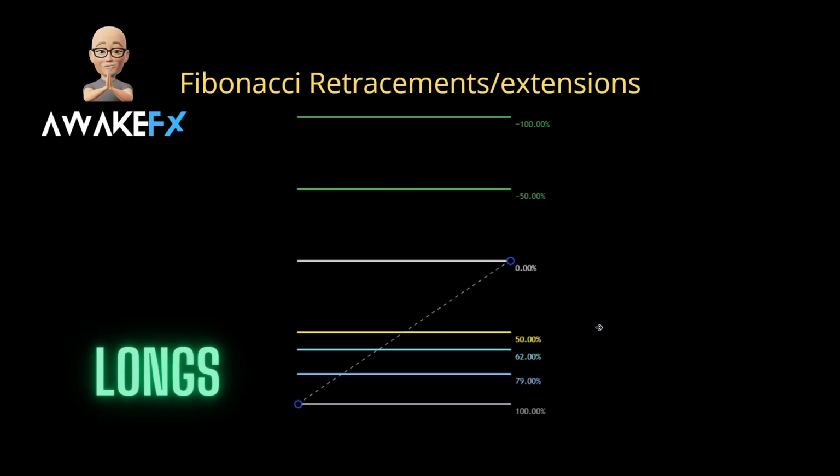So one of the best places to enter in a long trade is when price, after a move up, has pulled back into a 50% retracement level or below. So anything below the 50% is considered value when you're going long. And on the next slide, I'll show you how the shorts would work.